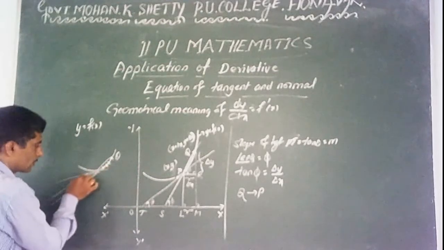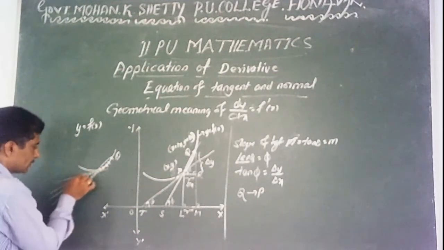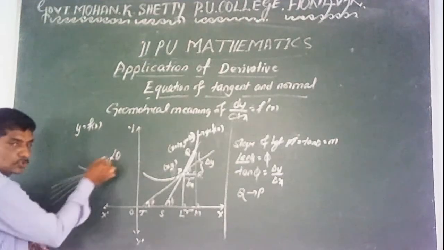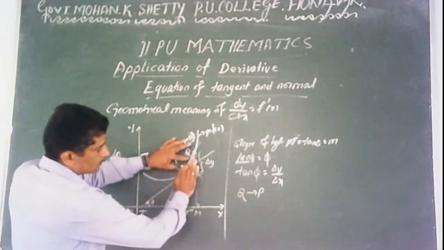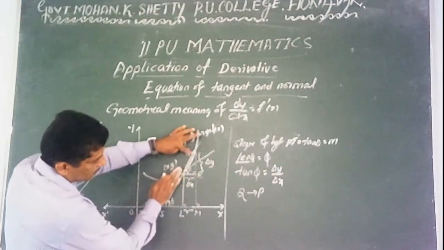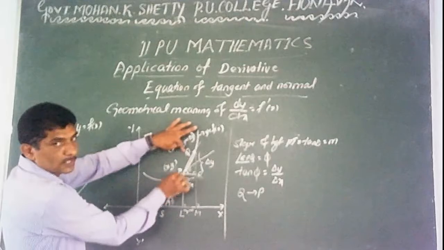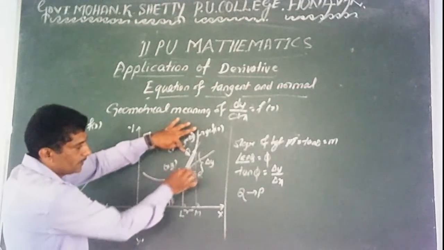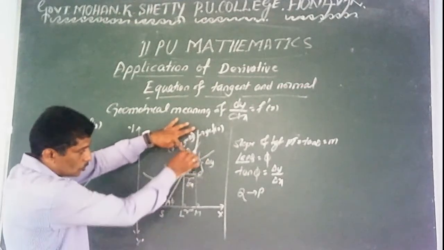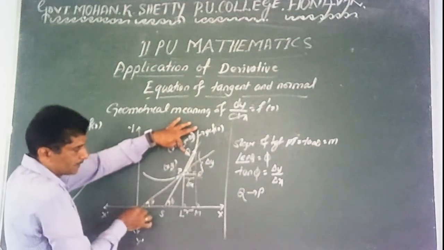When Q comes here, the chord is like this. Suppose Q tends to P. It changes slowly and suddenly. When the points come like this, the chord keeps moving. Suppose Q tends to P, Q coincides with P, then the chord QPS becomes the tangent PT.